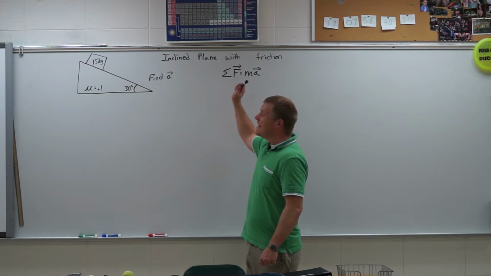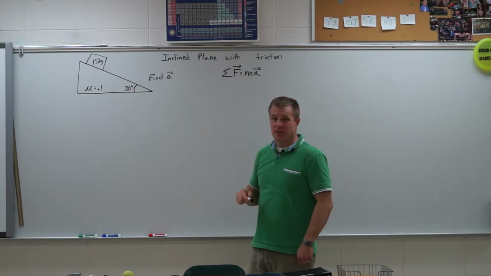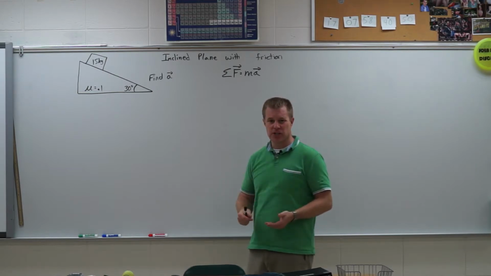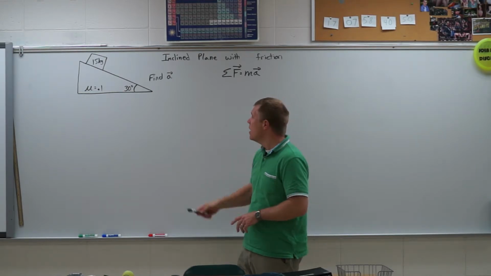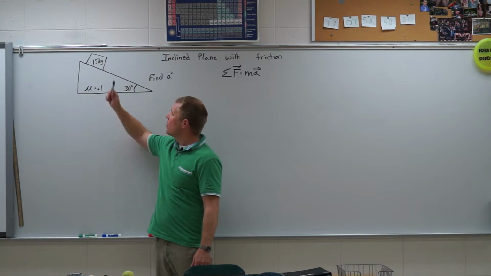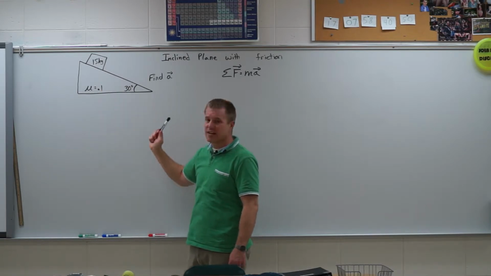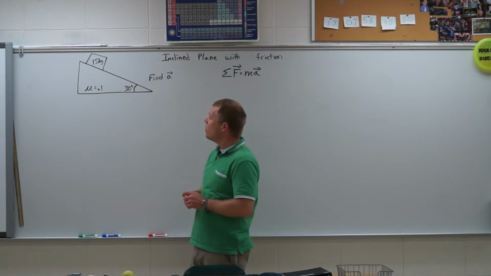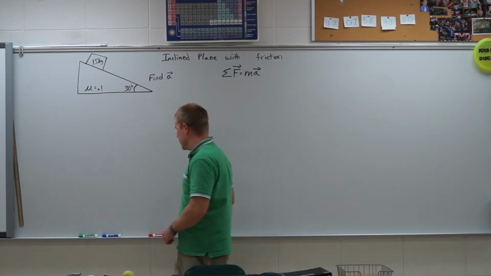All right, now we're going to look at an inclined plane with friction involved. And we're going to do the same kind of thing we did without friction, but now we're going to add friction in and see how that changes our problem. And again, we're going to put that 15 kilogram mass on a 30-degree incline with a coefficient of friction of 0.1. And we're going to go ahead and find the acceleration down the incline.